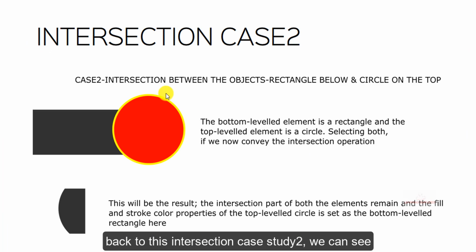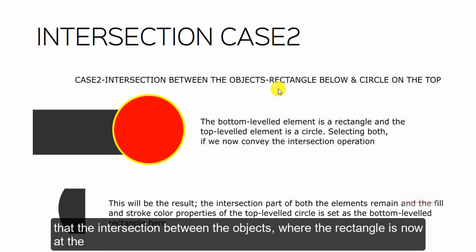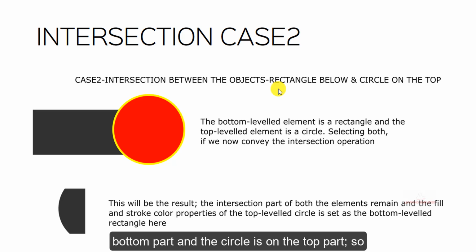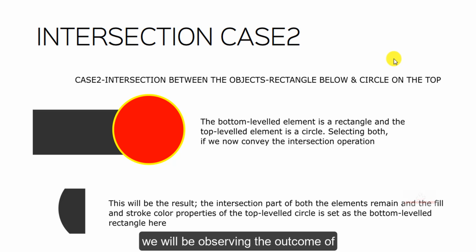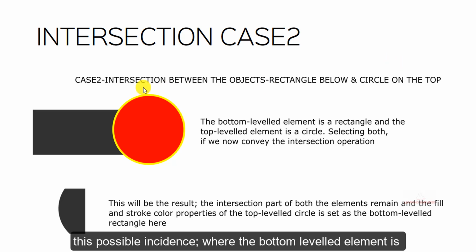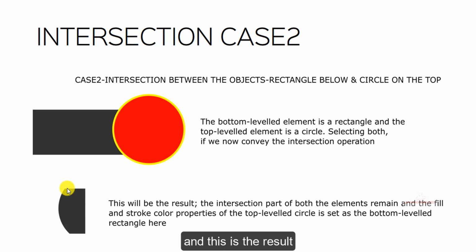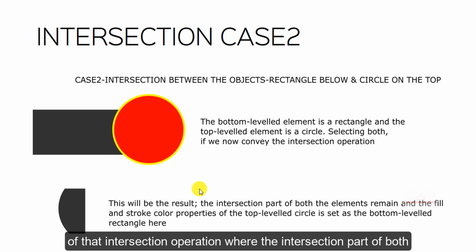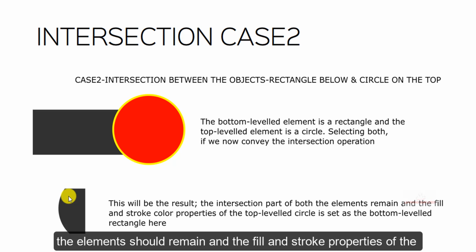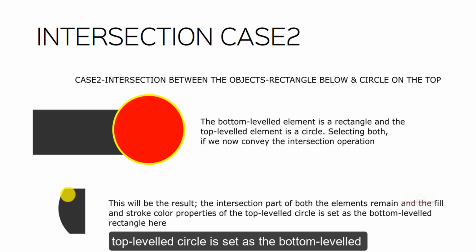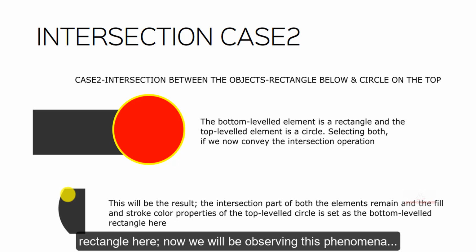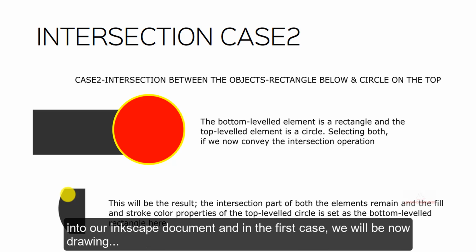Now, if we head back to intersection case study 2, we can see the intersection between objects where the rectangle is now at the bottom and the circle is on the top. So we will be observing the outcome of this case where the bottom level element is a rectangle and the top level element is a circle. And this is the result of that intersection operation, where the intersection part of both elements should remain, and the fill and stroke color properties of the bottom level rectangle are applied. Now we will be observing this phenomenon in our Inkscape document.